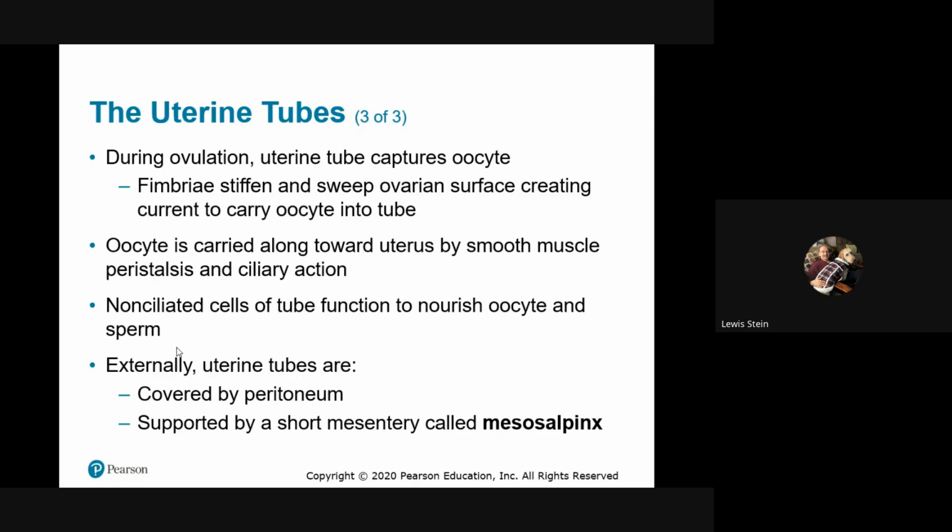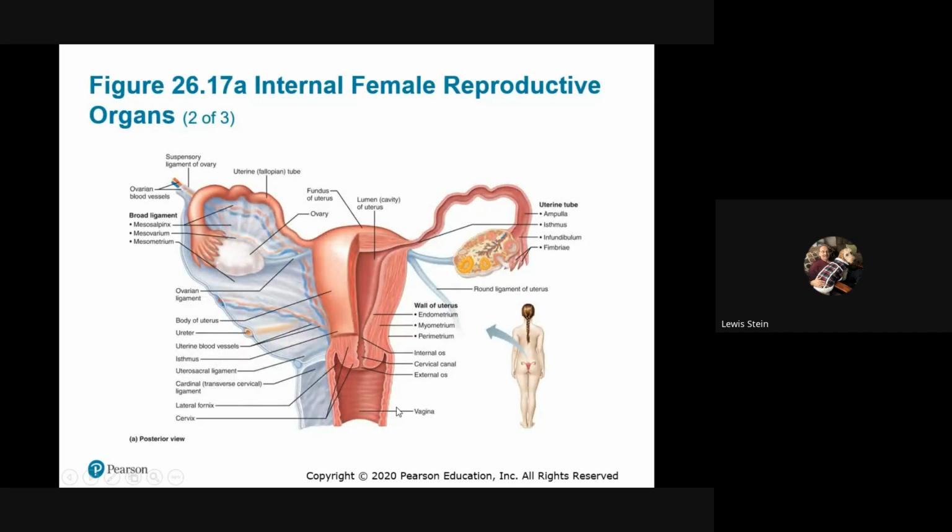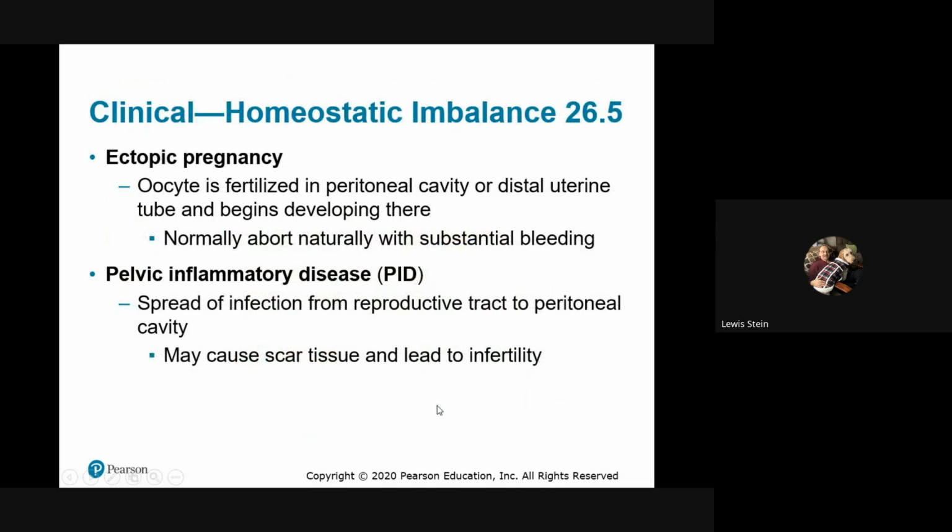And all of these types of things, during that process of ovulation, the fimbriae, the little finger-like projections, have cilia. They create little eddies and currents to sweep the oocyte into the area in preparation. That's really it. There's not a whole lot to say about that.